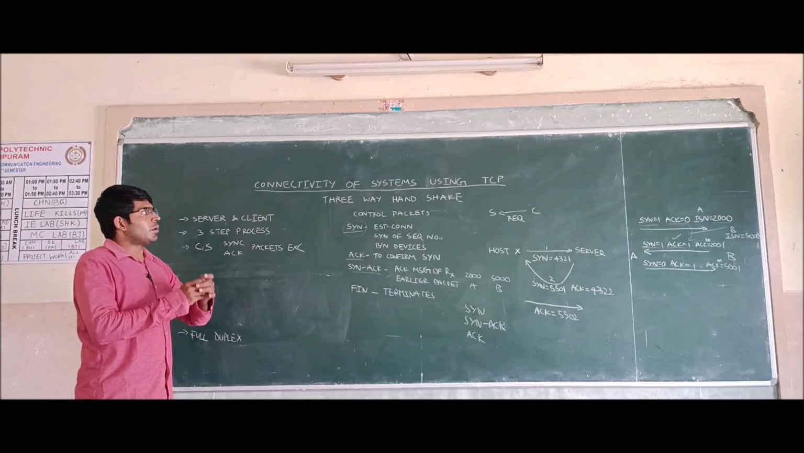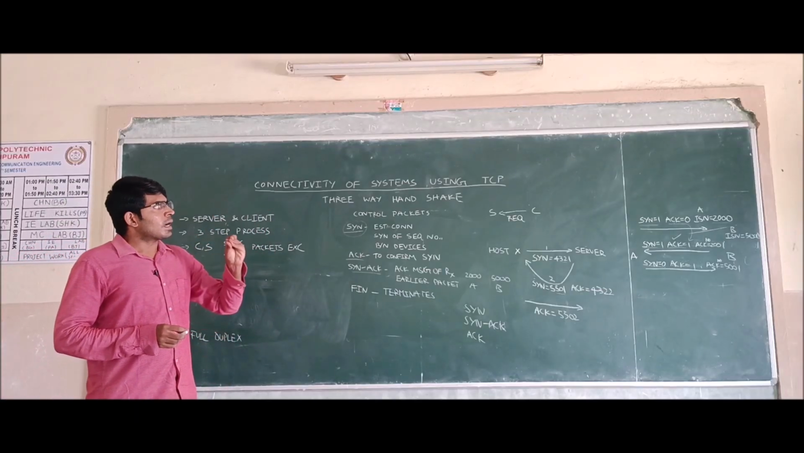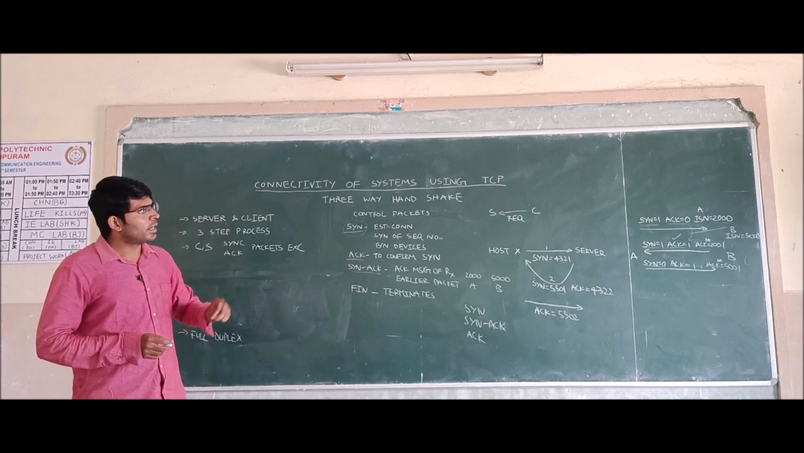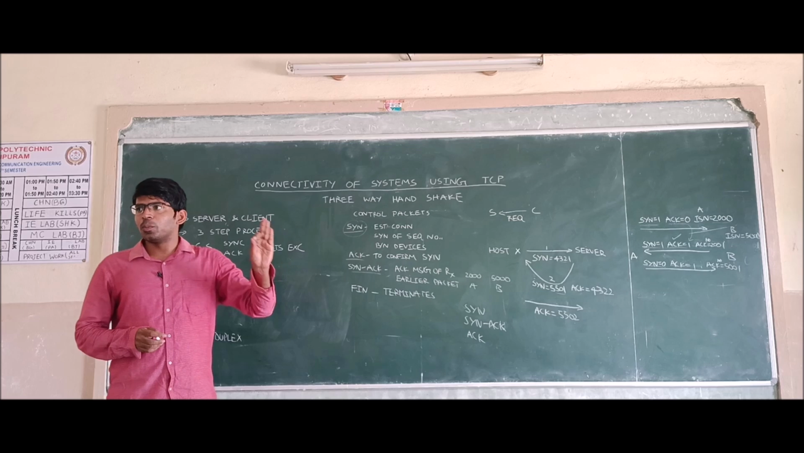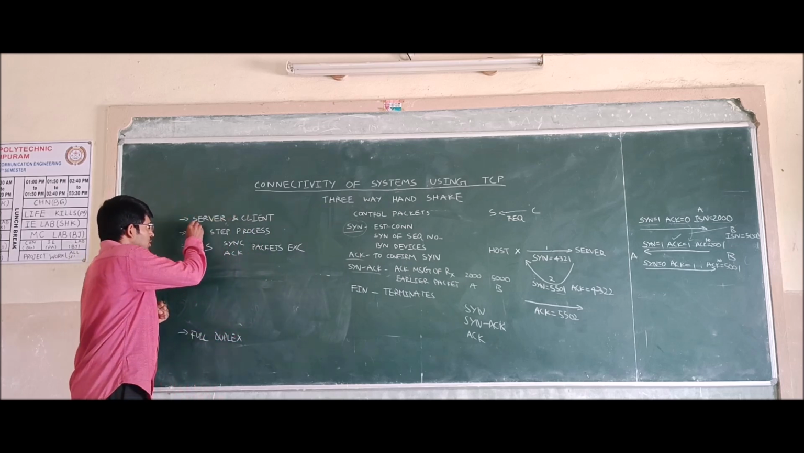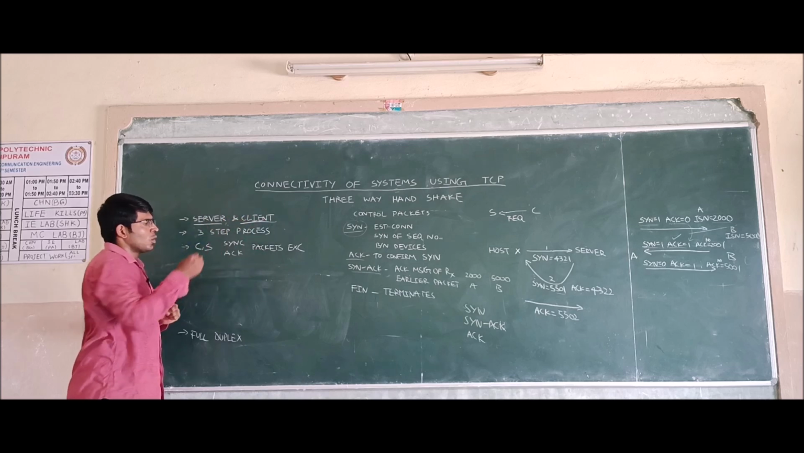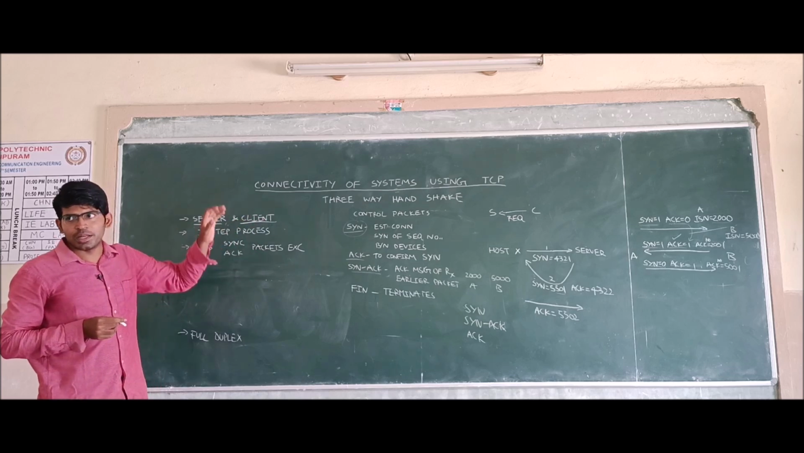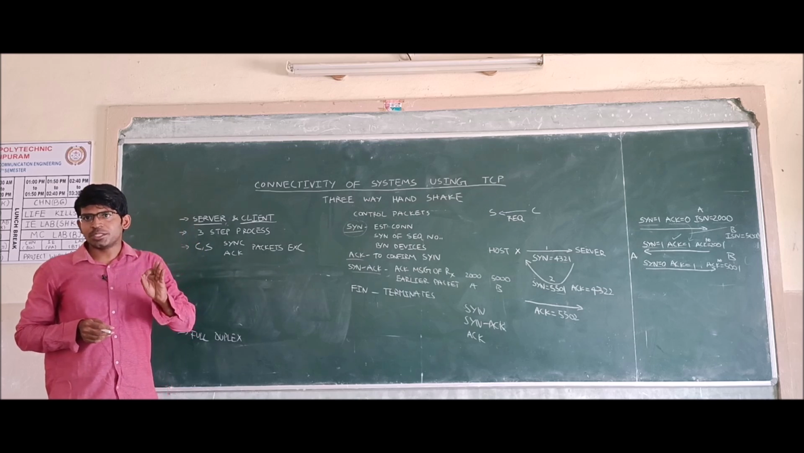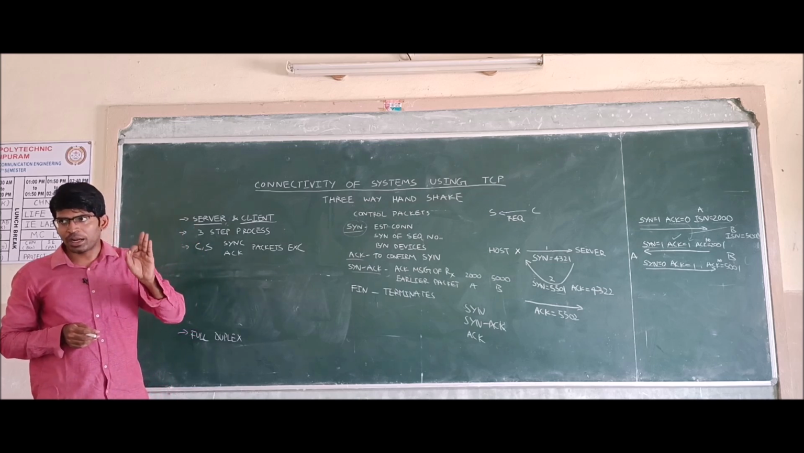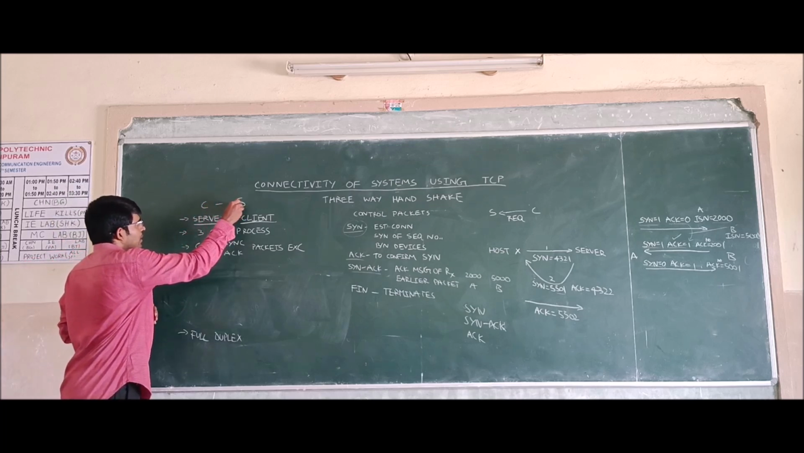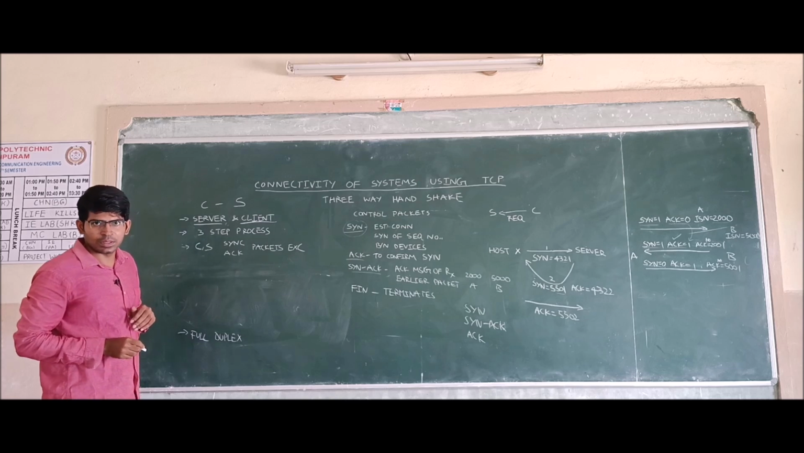Now we are discussing connectivity of systems using Transmission Control Protocol. We have two systems. One system we are calling the server. The second system we are calling the client. So we have only two systems, client and server.